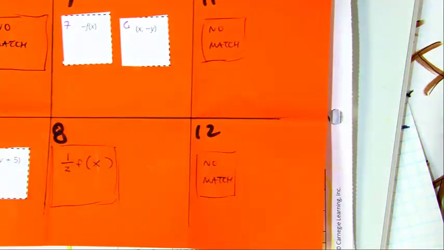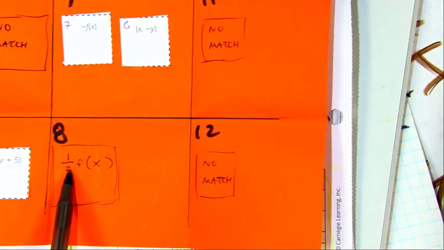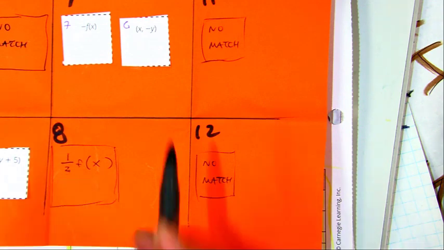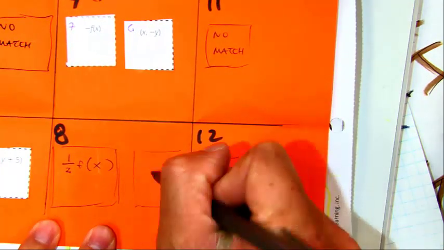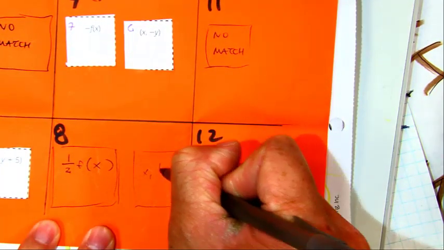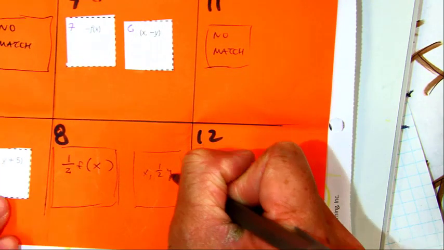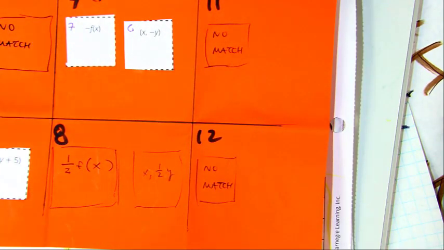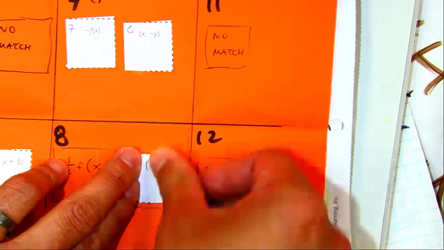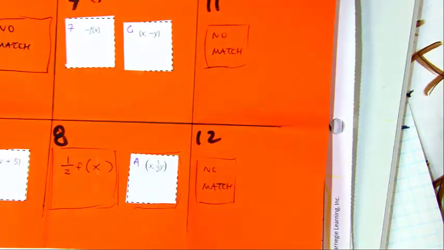Class, inside or outside? A, B, C, or D? A. It's your A value. The A value affects the Y value. So 1/2 Y, and that's going to be choice? A. So let's write our answer. Paste it down.